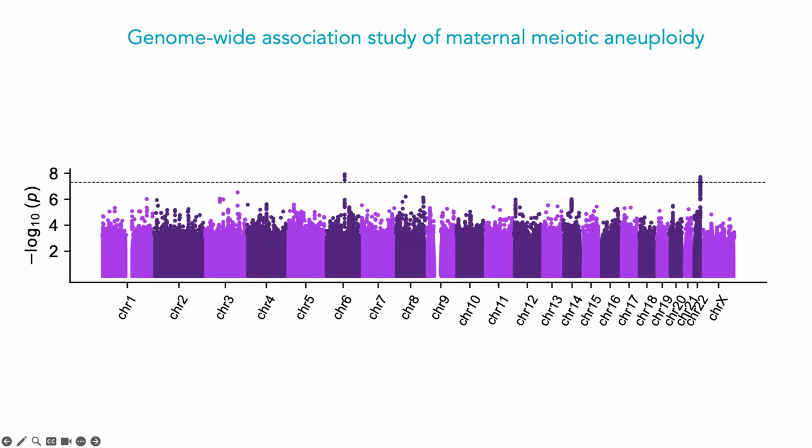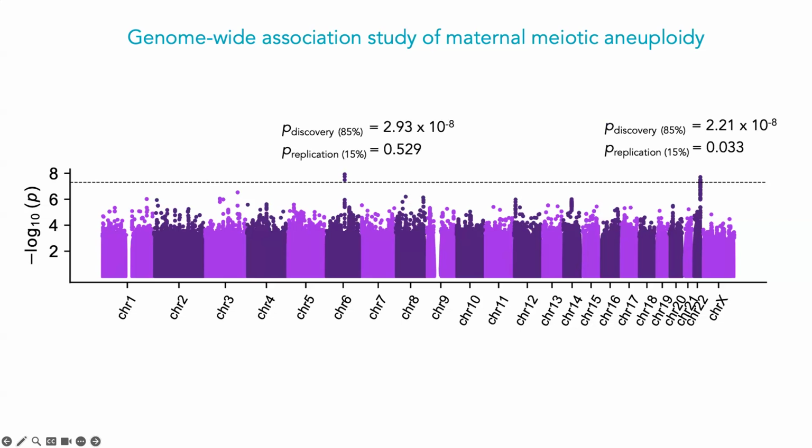We've stratified our sample beforehand into a discovery set and a validation set, the reason being that we don't have any comparable data set to be able to validate this in. So this is based on the discovery set. But looking in the replication set, this first association on chromosome 6 does not replicate in that held out set.